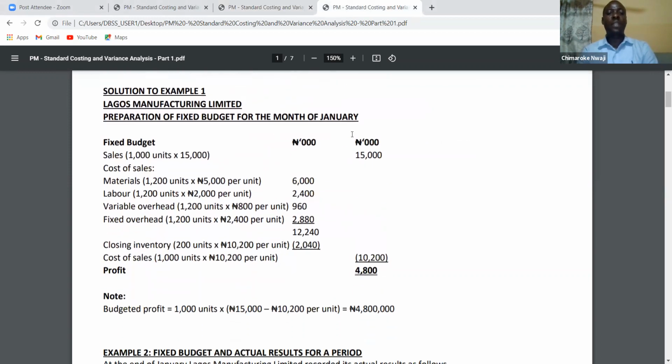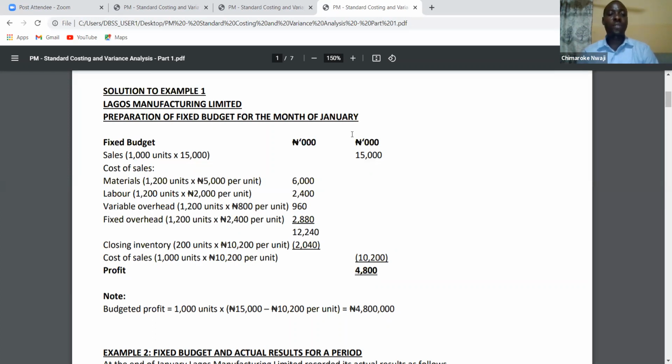Solution. Now, in a fixed budget, we have the naira sign and we put 3 zeros because we don't want to have large numbers in our solution. So we've reduced it by putting 3 zeros up. Now, our budgeted sales revenue: we budgeted that we will sell 1,000 units and we are going to sell them at 15,000 naira. So we multiply them together, we have 15 million.